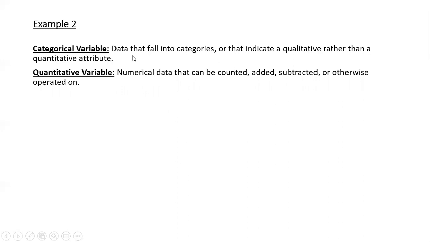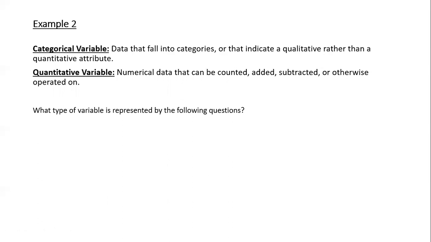And then we have quantitative variable. This is numerical data that can be counted, added, subtracted, or otherwise operated on, okay? So the difference is that quantitative will be like a number. Categorical will be just kind of like an opinion, like what your favorite color is. So basically what would happen is you would ask a statistical question, and then these are the two types of answers you could get. You could either get answers that are kind of like opinion answers that fall into categories, or you could get answers that are numbers that you can add and subtract, okay?